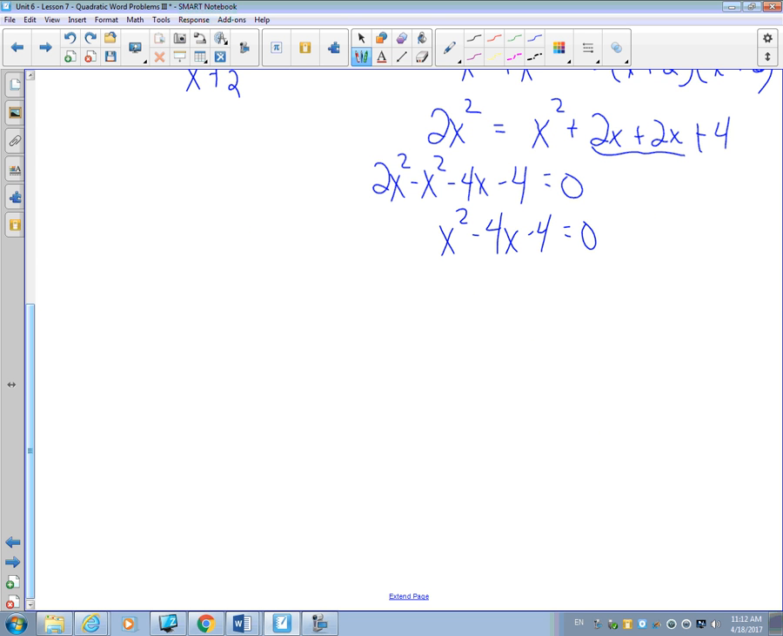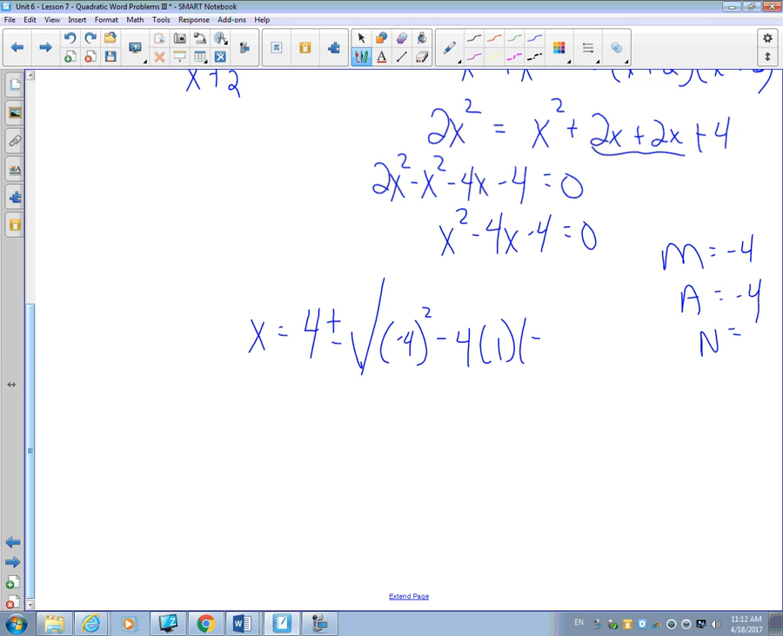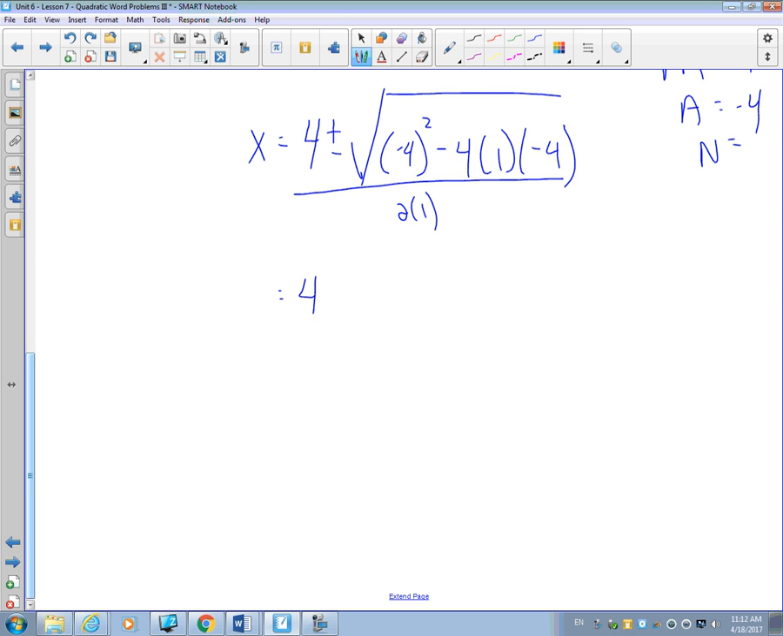It looks like factoring, but there's nothing that multiplies to negative 4 and also adds to negative 4. So factoring's not going to work. I need to use the formula. So the opposite of b, plus or minus, let's find our discriminant, b squared minus 4 times a times c, all over 2a, will give me 4 plus or minus the discriminant.